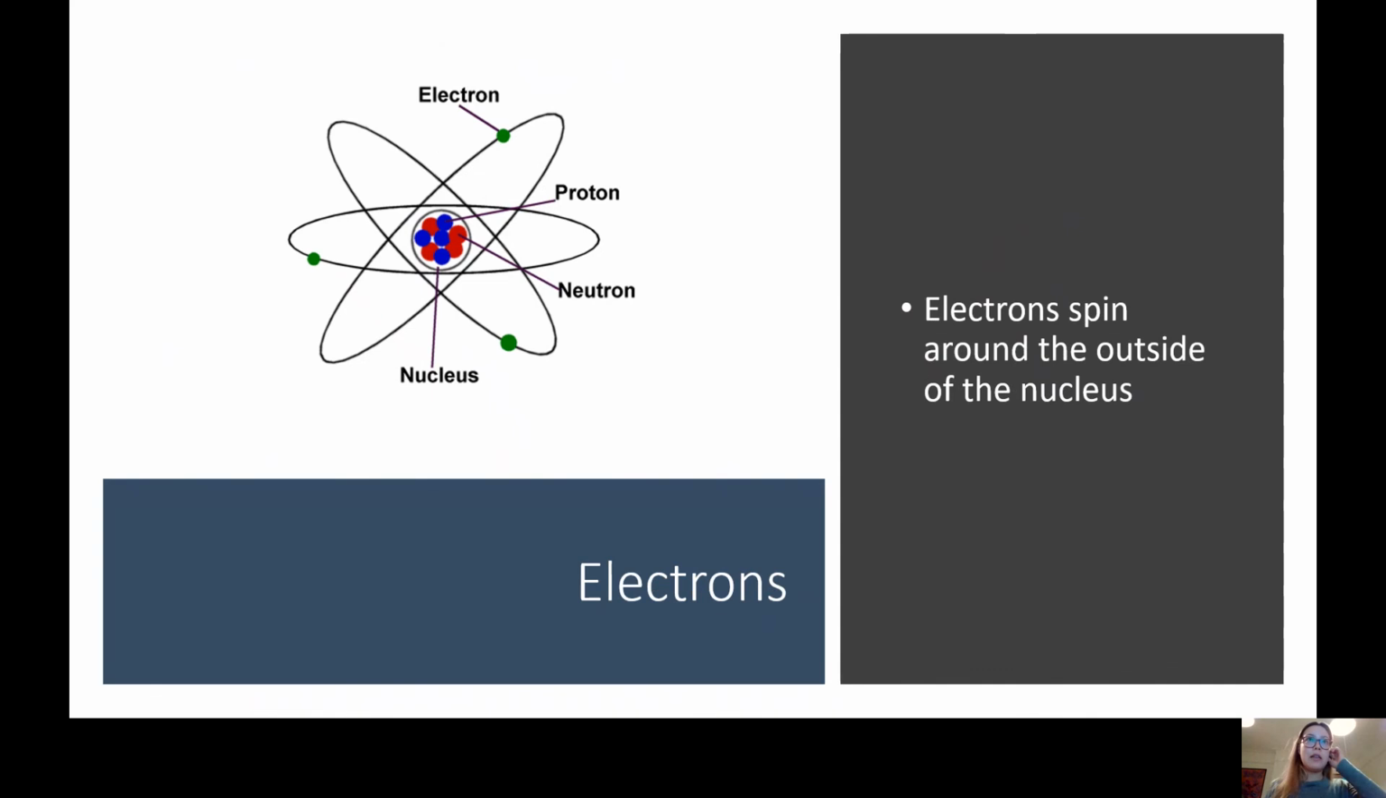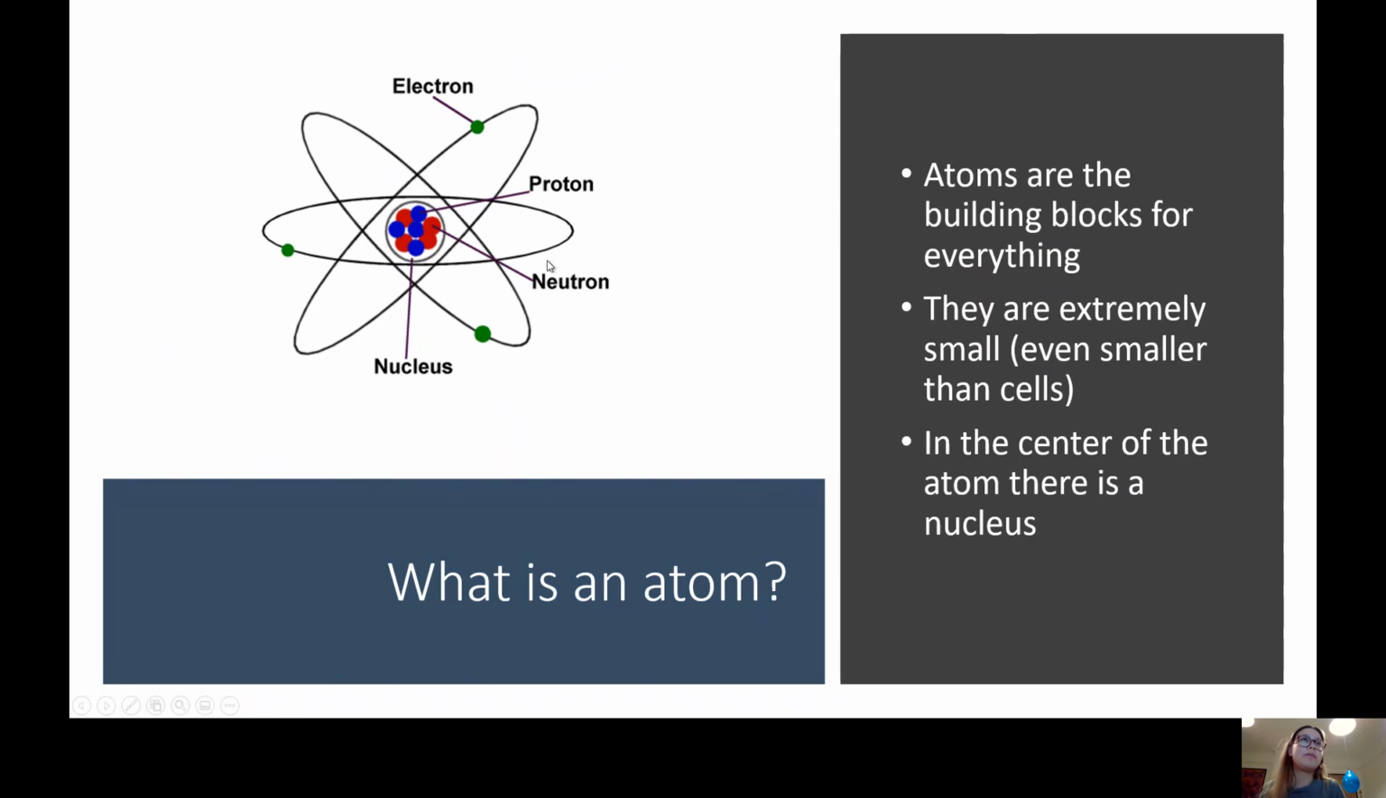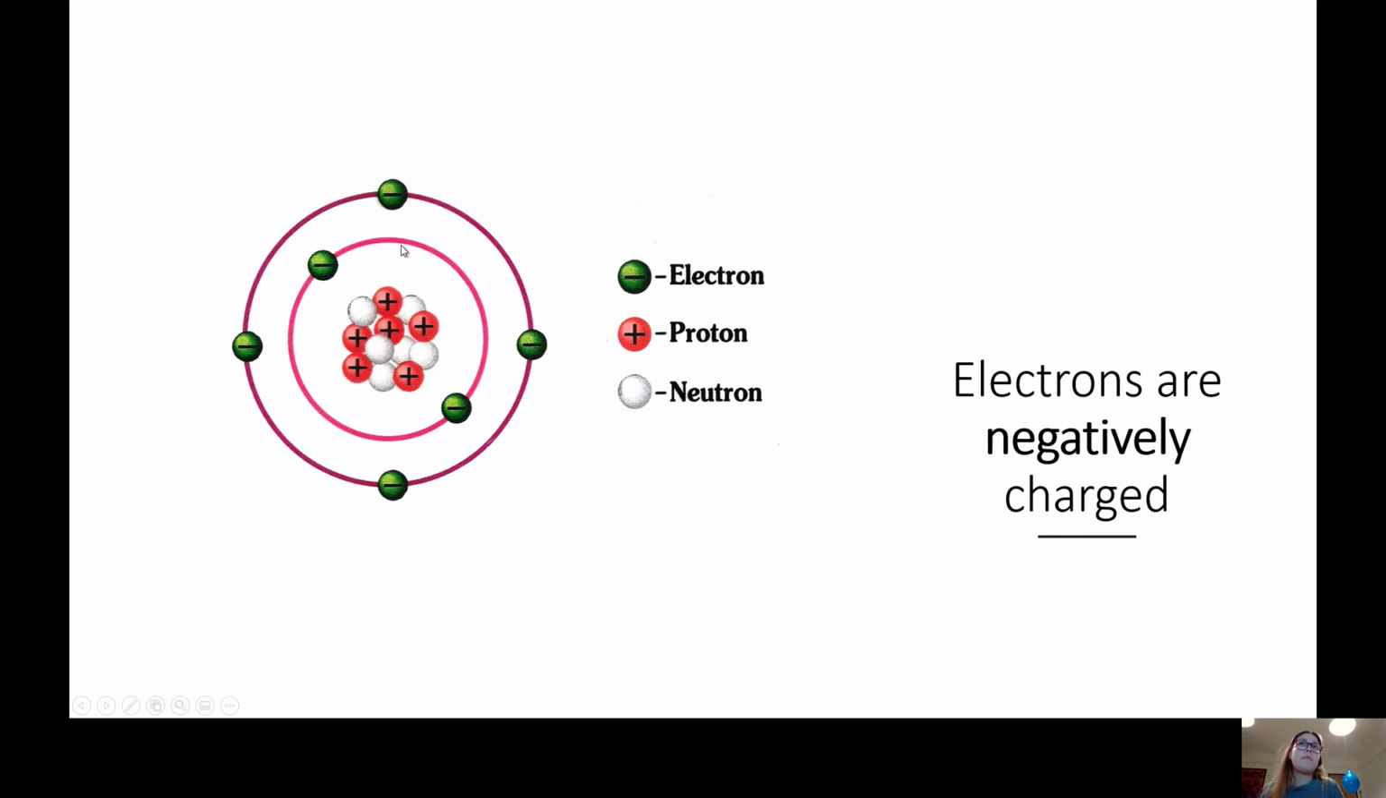Moving on to the next slide, let's learn about electrons. Electrons spin around the outside of the nucleus. You see a green electron here. They're spinning round and round and round the nucleus. This whole thing is called an atom. Now, it's important to know that electrons are negatively charged. Remember that electrons are negatively charged. So we see the green electrons here have a little minus sign on them. Why? Because they are negatively charged.